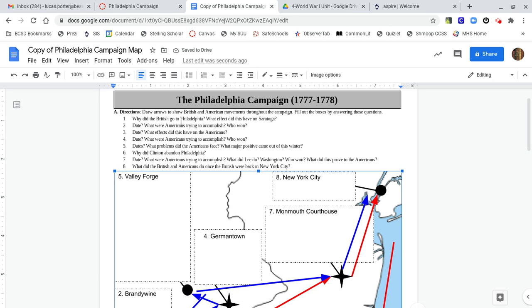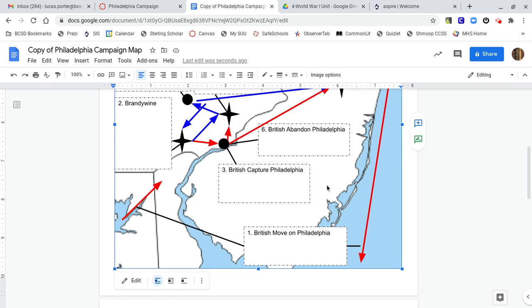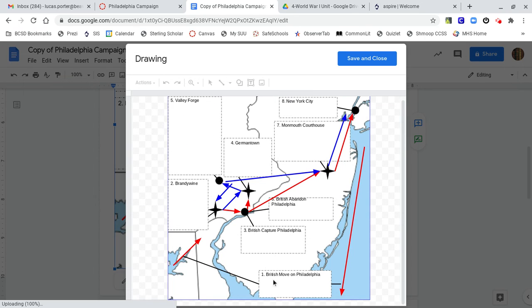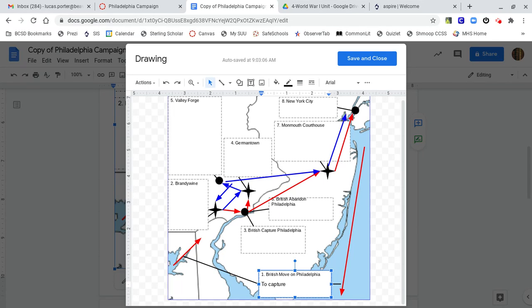Why did the British go to Philadelphia? What effect did this have on Saratoga? So I'm going to go in here. I use the slideshow, find out the answer. Okay, so why did they move on Philadelphia? British move on Philadelphia to capture the U.S. capital. That was their purpose in doing it.